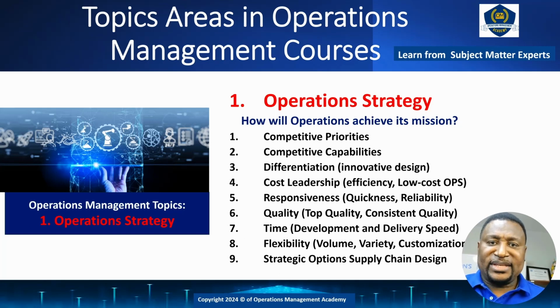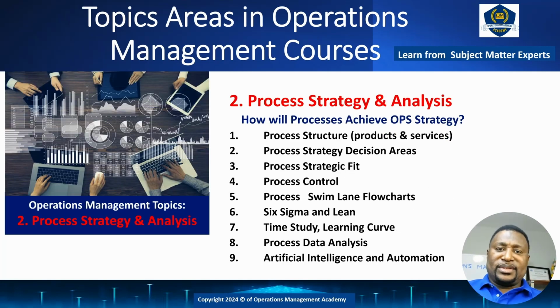So next here, we're going to talk about the second topic that you will have to learn in operations management. That topic is process strategy and analysis. We make our products, processes are what actually deliver, right? What actually make the process or the product or deliver services. So here in process strategy, we will want to know how will our processes achieve our operation strategy, right? So we need to learn about our process structure, whether in service or in products. So process structure for manufacturing and then the process structure for services.